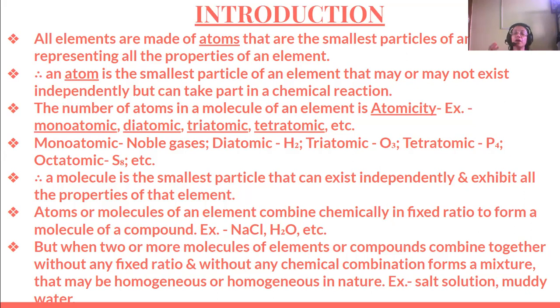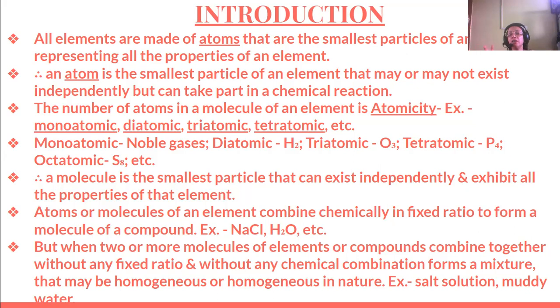Monoatomic are noble gases. Then diatomic is hydrogen, where 2 atoms are there. Then triatomic is ozone, O3. Tetratomic is phosphorus, that is P4. Phosphorus is an element which has the symbol P4, so it's tetratomic. Then octatomic is sulfur. It is S8. Okay, symbol is S8.